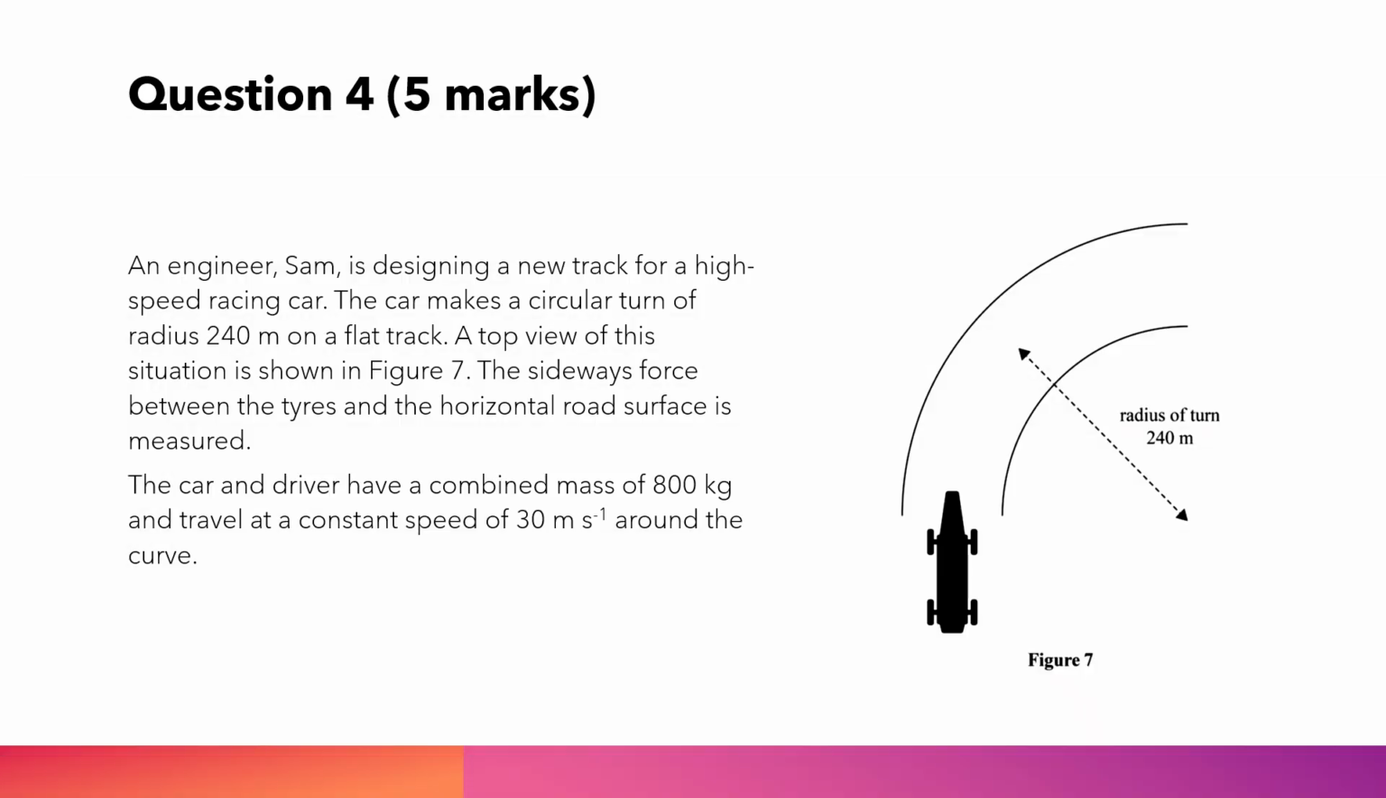An engineer, Sam, is designing a new track for a high-speed racing car. The car makes a circular turn of radius 240 m on a flat track. A top view of this situation is shown in Figure 7. The sideways force between the tires and the horizontal road surface is measured. The car and driver have a combined mass of 800 kilograms and travel at a constant speed of 30 m s^-1 around the curve.